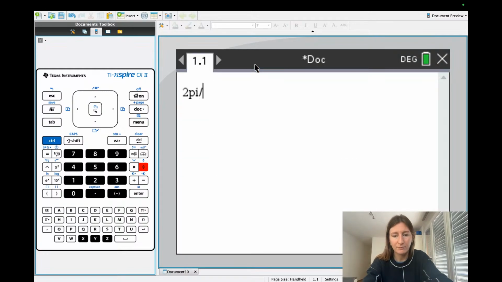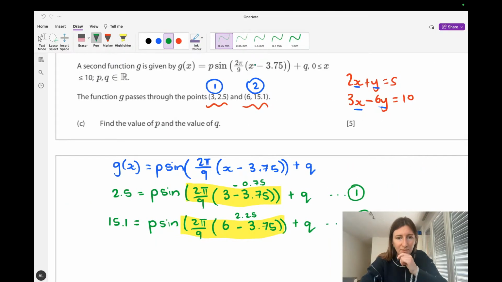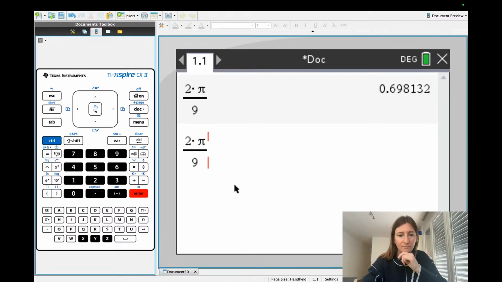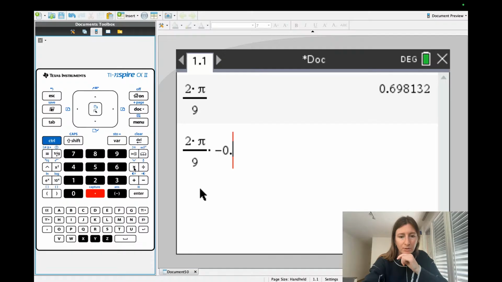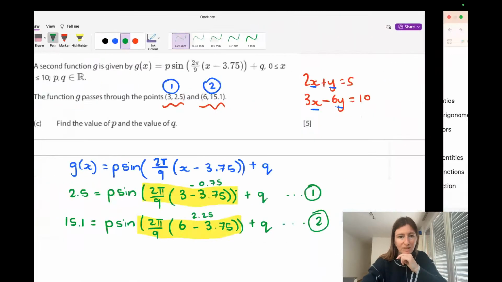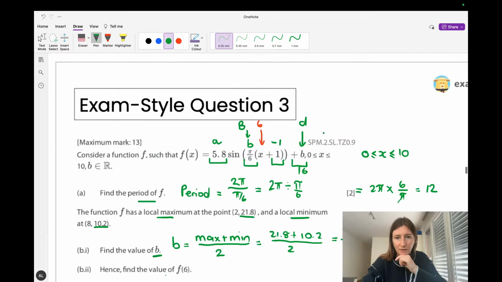Two pi over 9, and I want to multiply it by minus 0.75. So I'll just take that again, times by minus 0.75, and I want the sine of that. I might as well do it all in one go. This was a paper 2 question, right? Yeah, thank goodness.